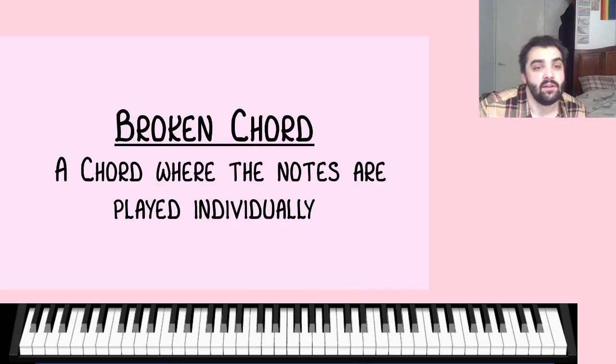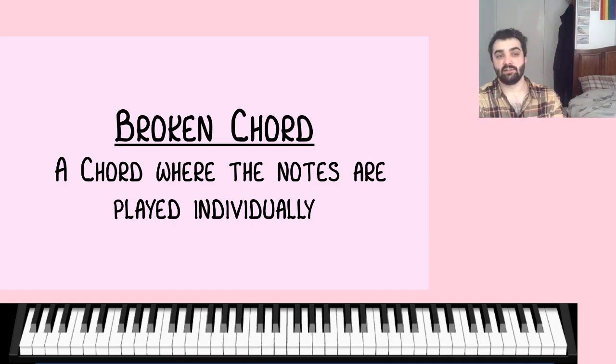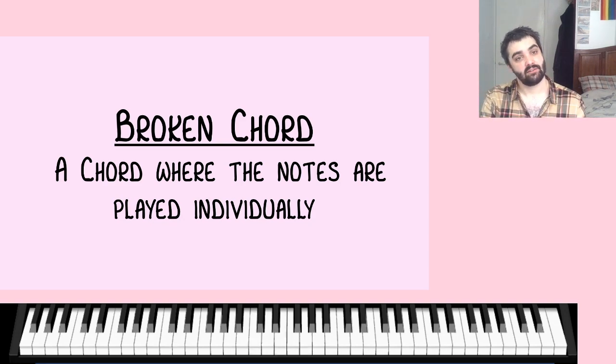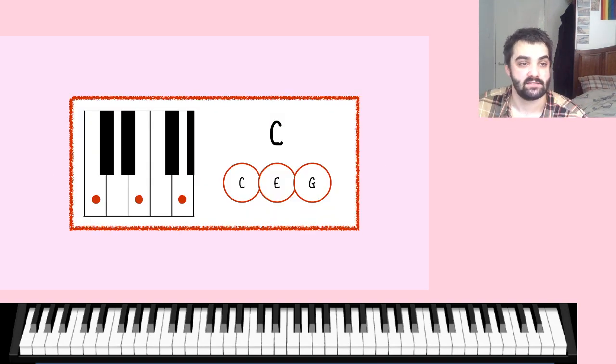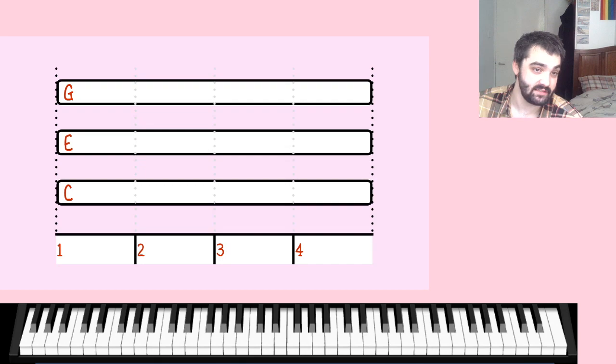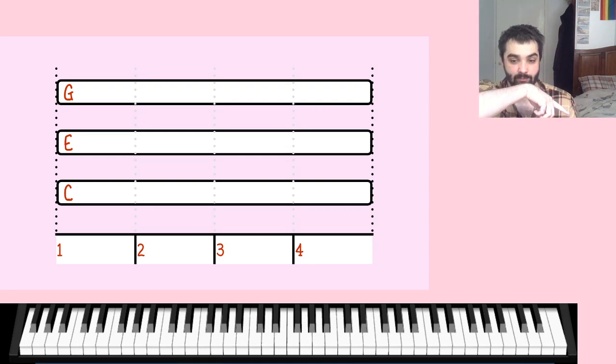So a broken chord is a chord where the notes are played individually. So not together, like last time. Okay, so if we take C for an example, last time we were playing it like this. So you see along the bottom there's 1, 2, 3, 4, and you've got to imagine that's me counting along, so that's time passing.